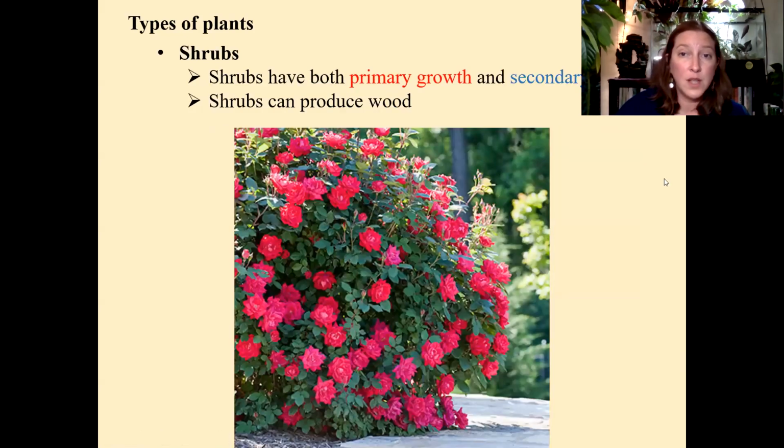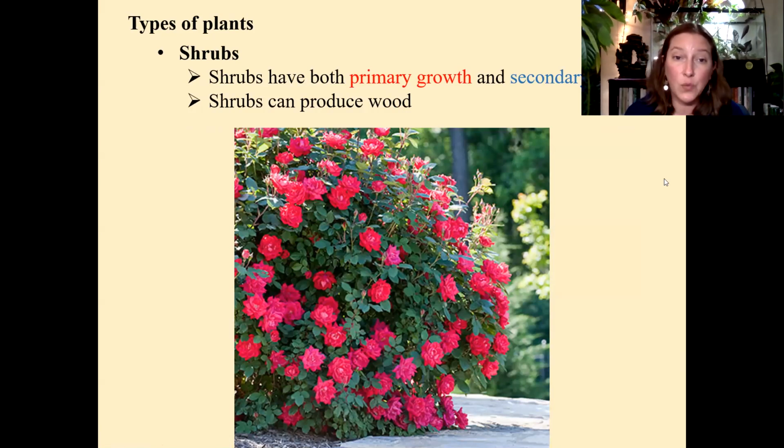Then you have shrubs. Shrubs are kind of like small trees, you can think of them that way. But basically they're plants that are bigger. They're bigger plants than an herb, but they're smaller plants than a tree. And shrubs have both primary and secondary growth, and shrubs can produce wood.